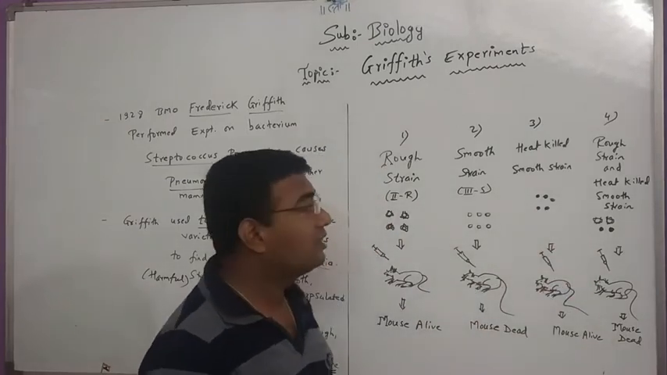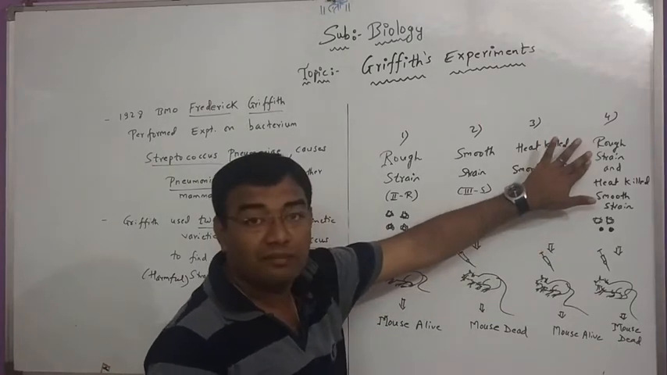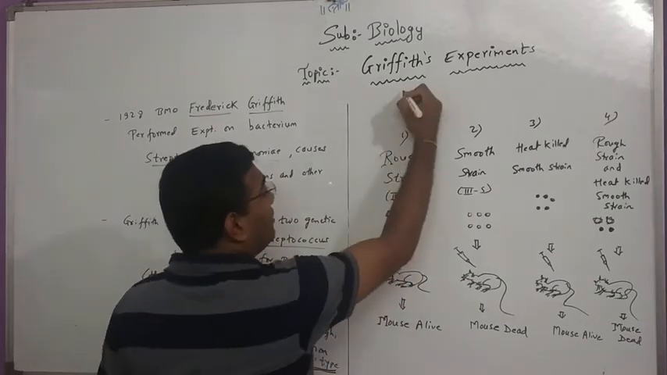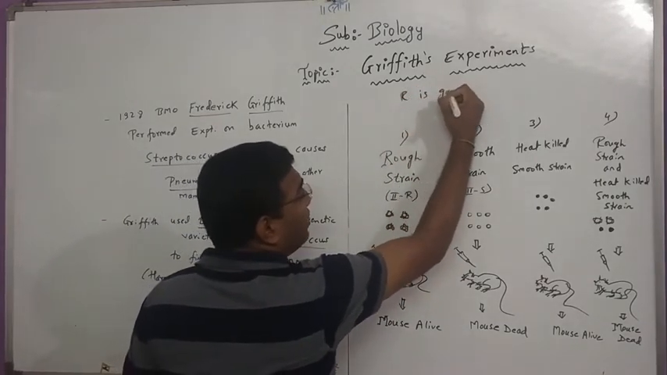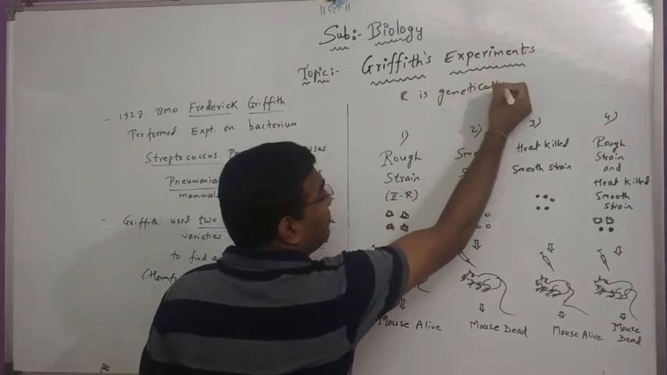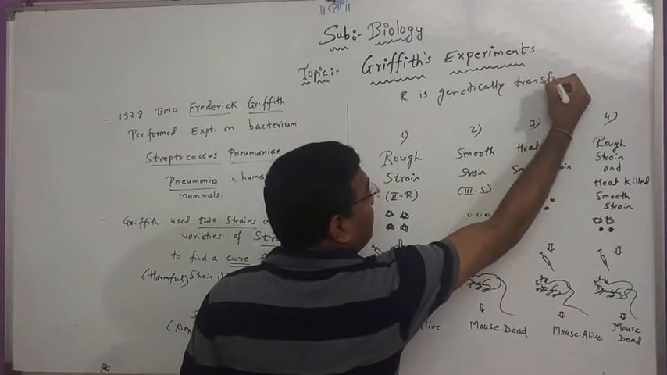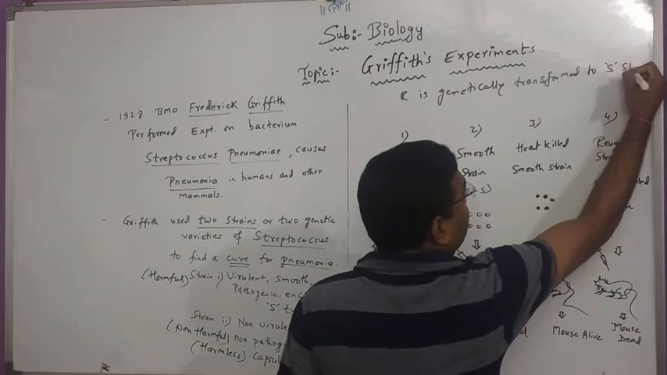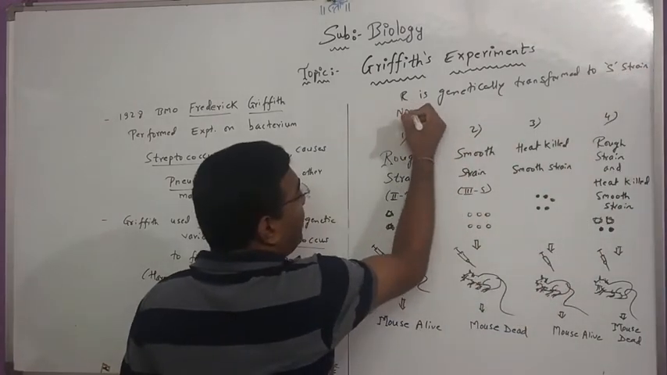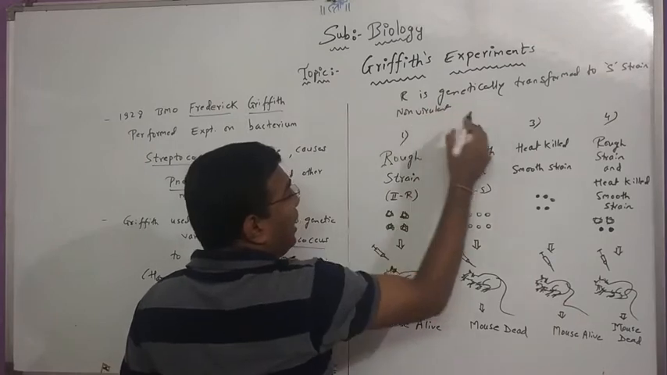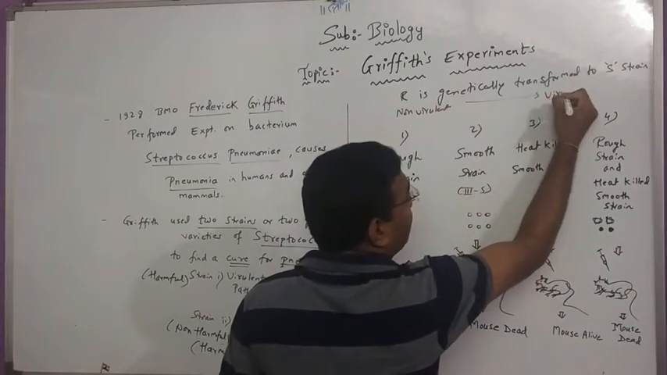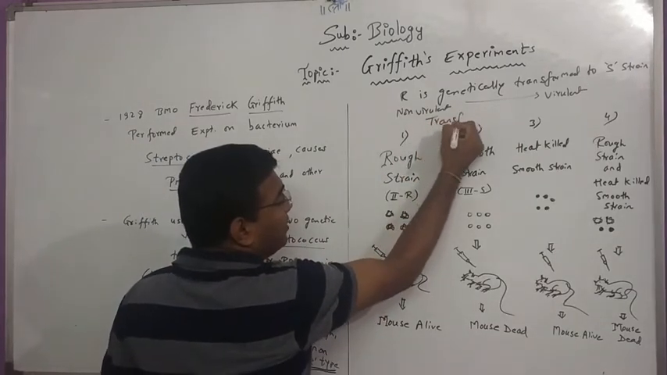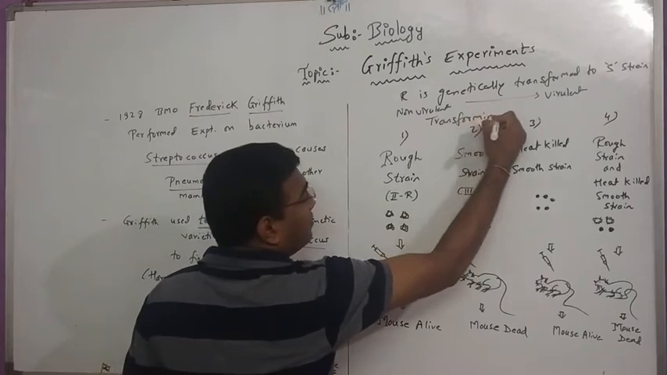He was surprised, because the rough strain was non-virulent and harmless. So how did the mouse die? The reason is that the rough strain was genetically transformed to an S strain. That means the non-virulent strain had now become virulent. What do we call this principle? The transforming principle.